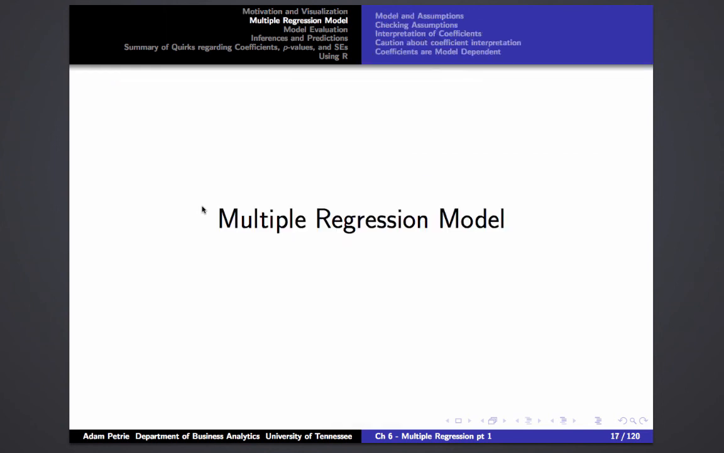Okay, so that will conclude this little section. We'll move into talking more about the regression model, how we actually get the coefficients out, how we interpret them, etc. in the next section.